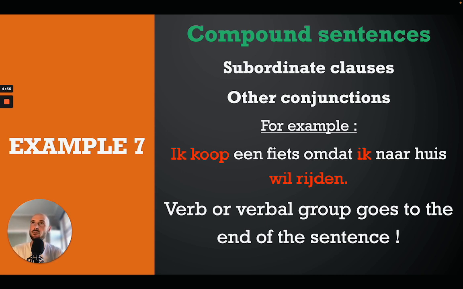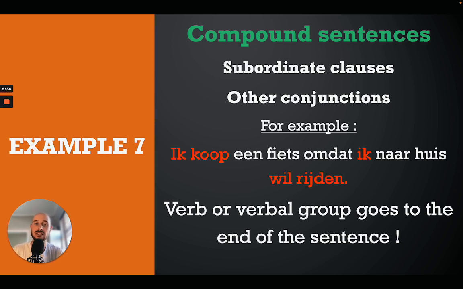Ik koop een fiets. Point. I buy a bicycle. 100% correct. Now, our connecting word or conjunction is omdat, because, right? We leave that one be for the time being. And then we have ik naar huis wil rijden. Now, if you're studying Dutch for a while already, ik naar huis wil rijden as a single sentence does not make sense at all. So why do we write it this way? Well, it's because of our conjunction or connecting word, which is omdat. It's not en, it's not of, it's not want, it's not maar, it's omdat, right? So it's a subordinate conjunction, subordinate connecting word.